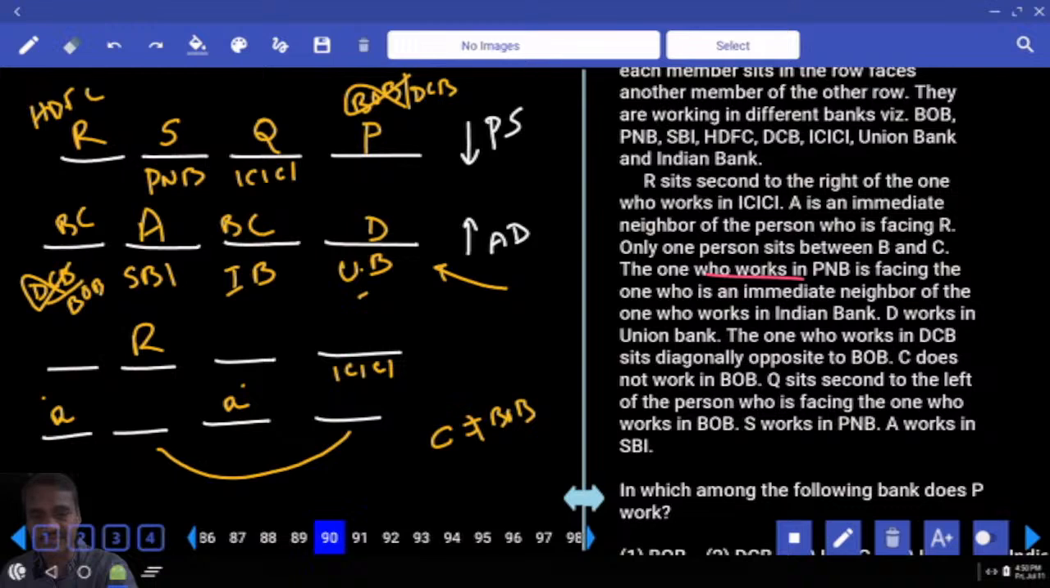And C does not work in BOB. Then B will be here. If B is here, C will be here.